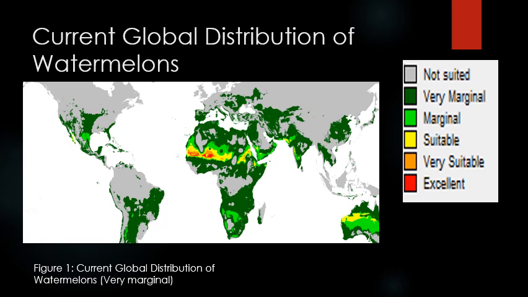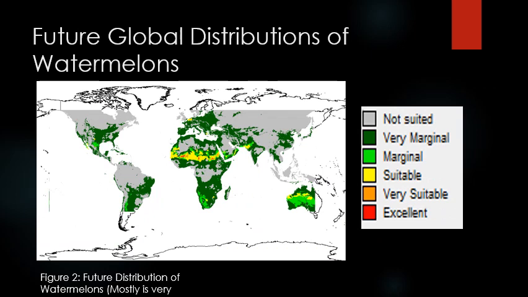On the map, most of the areas are covered by green, which is very marginal. Those areas are not excellent or well suited for watermelons to be planted. The gray areas mean that watermelons are not suited to those areas. The yellow part represents suitable, and there is a little red part that represents excellent. Only in those parts are watermelons suited to be grown so that they can be successfully produced.